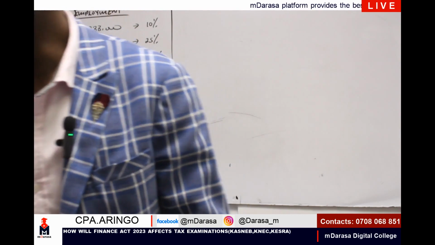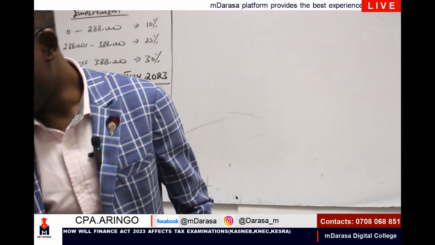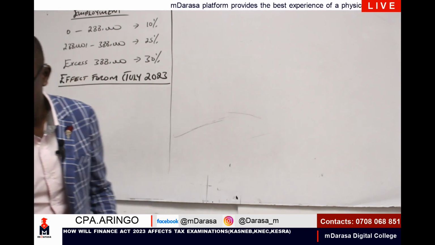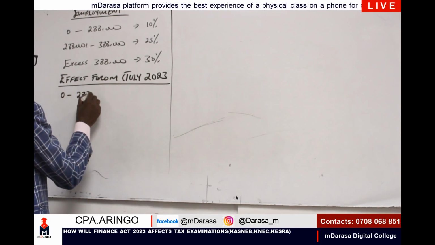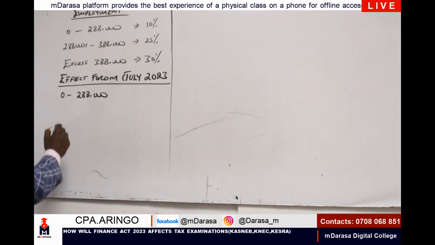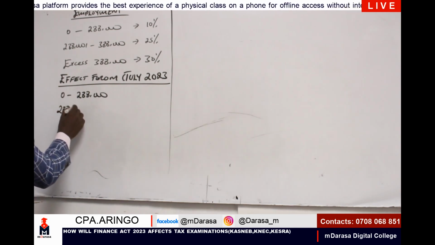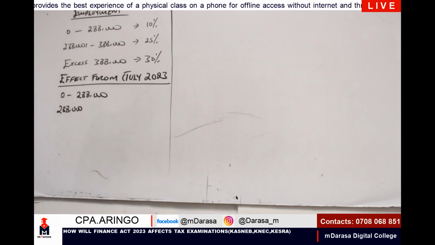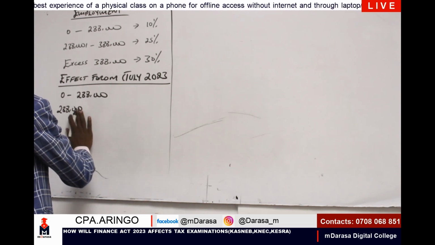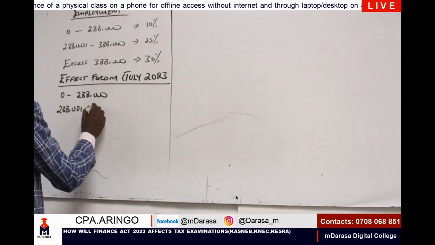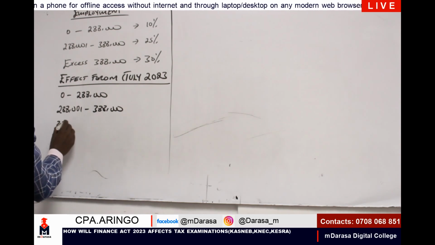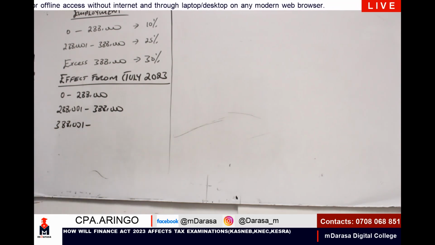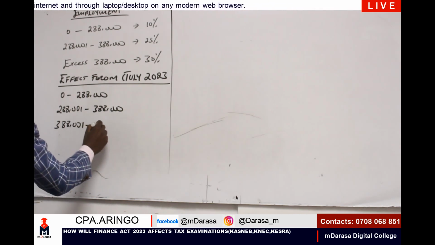So I should be talking of this scale rate, that is, 0 to 288,000. Then 288,001 to 388,000. Then I'll be having 388,001 to a figure of 6 million.